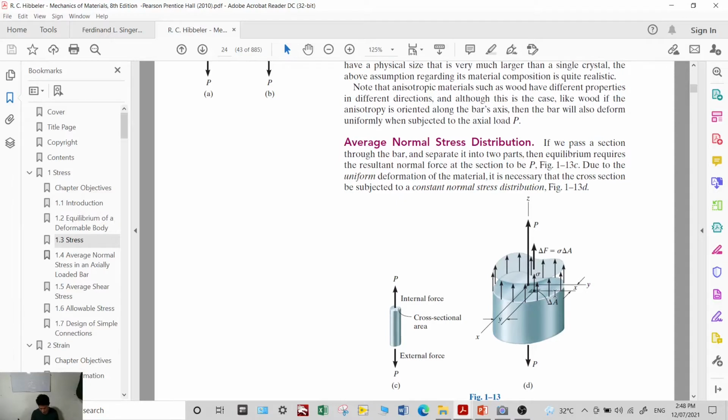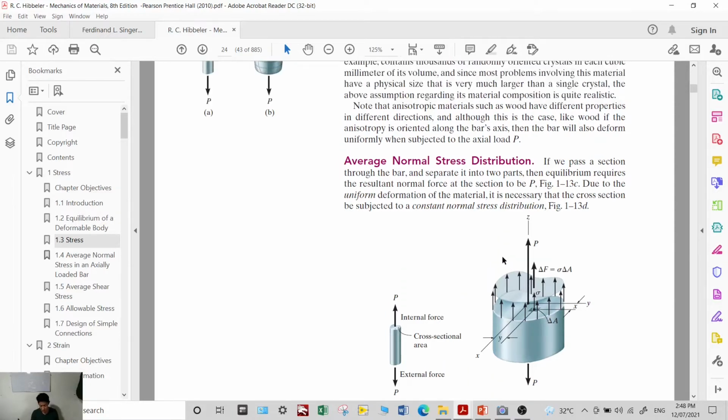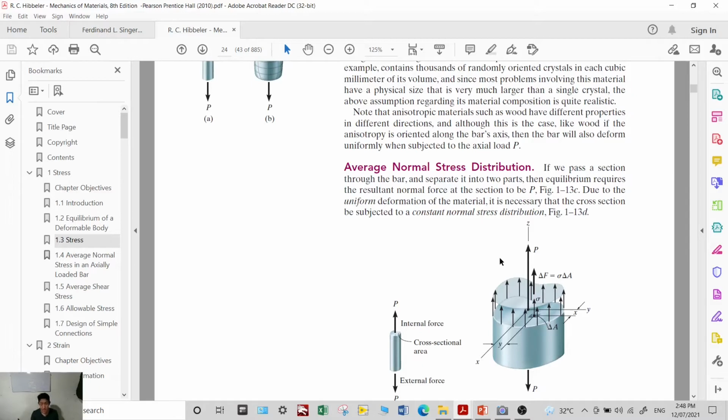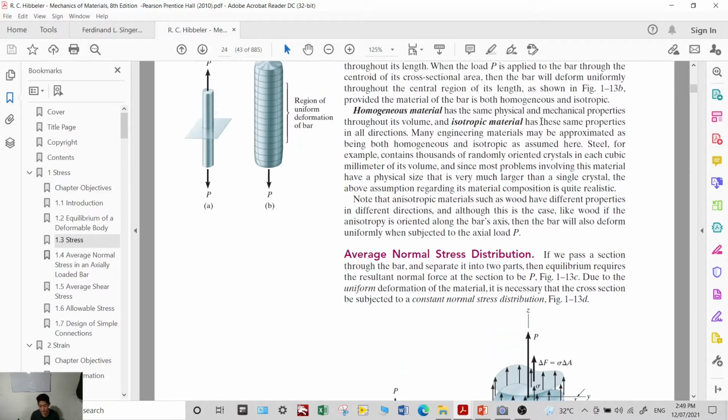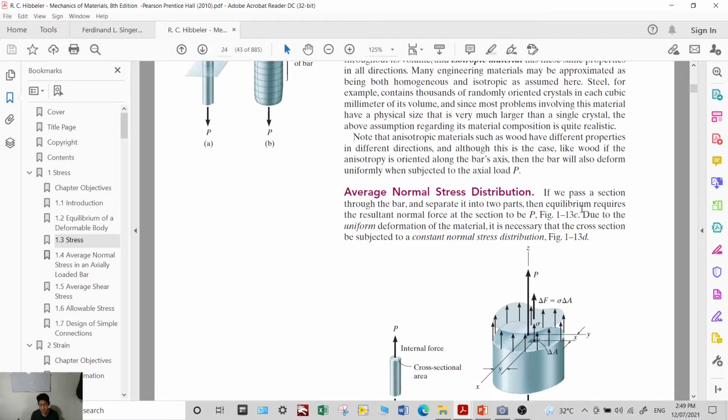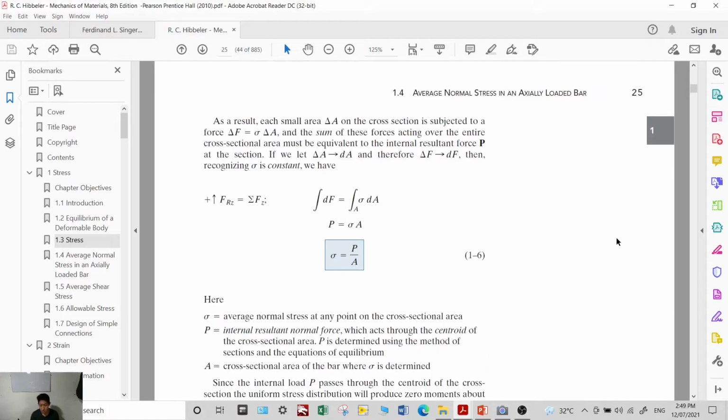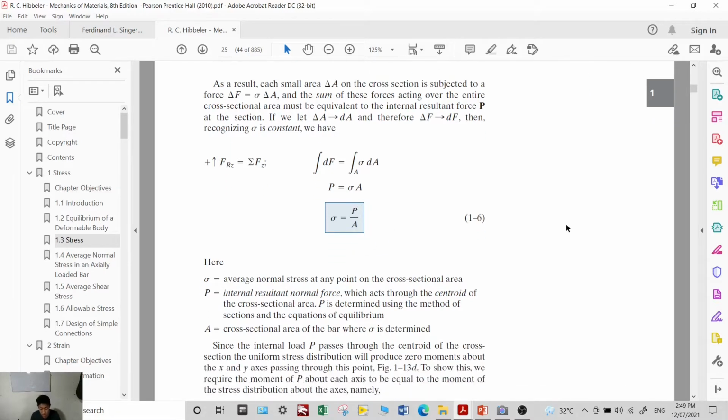It varies because sometimes your material is not homogeneous in its composition, or it is an anisotropic material, where the properties are not the same in certain directions. So this is just the average normal stress.